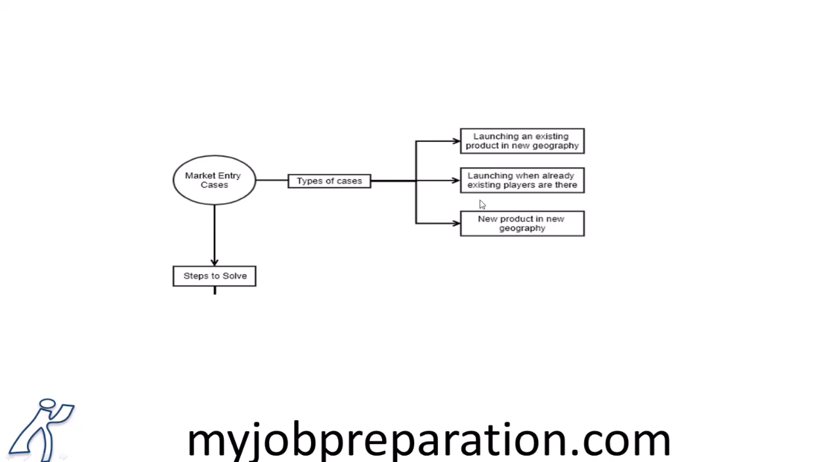The second case is when the company is launching a product when already existing players are there in that market. So I might be launching some kind of a soap, but already some players are there in that market. Or I'm launching a new type of shoe, but some players are already there. Then the third type is a new product in a new geography. Here, neither the product is old, nor the geography. Both of them are new. So let us say some company comes up with a car which runs on hydrogen. That is the category of new product in new geography. So these are the three specific types of cases you will have in market entry cases.